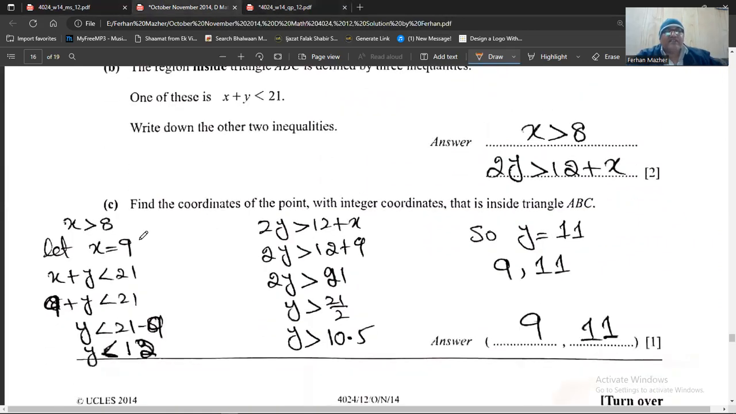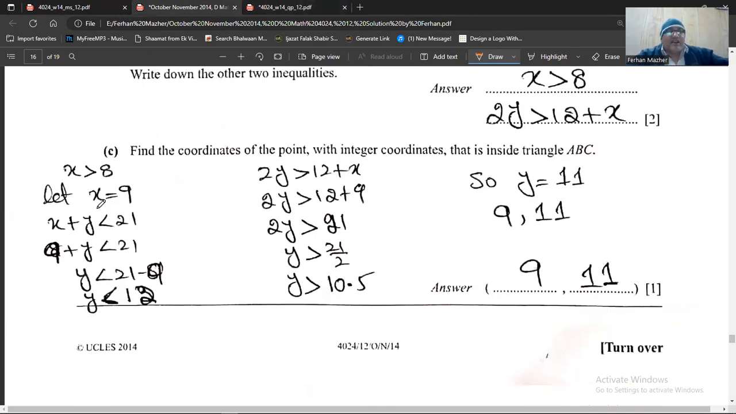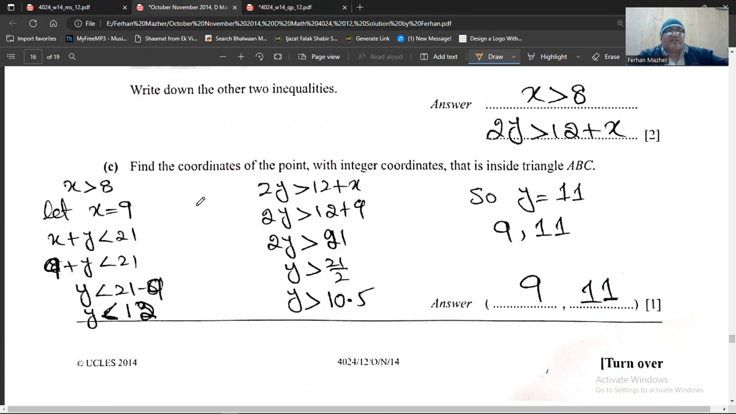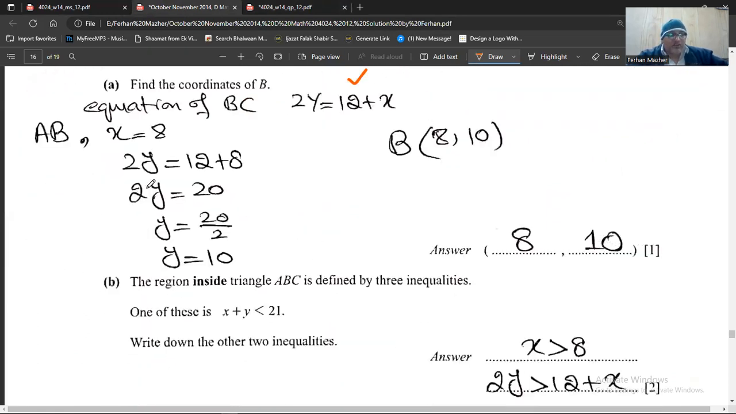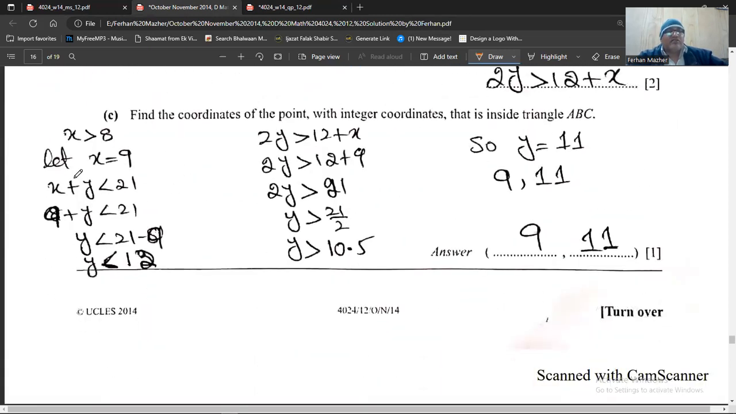Let's take the 9. Okay, then with x equals 9, there are two other lines. I will check with them, this line and this line, the inequalities. Okay, x plus y is less than 21. So 9 plus y is less than 21. So y is less than 21 minus 9. So y will be less than 12, okay.